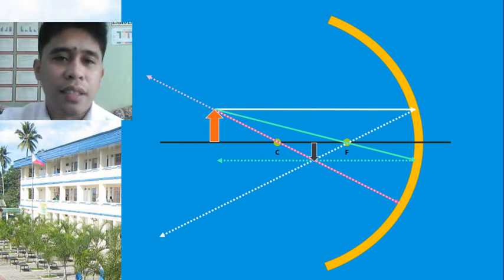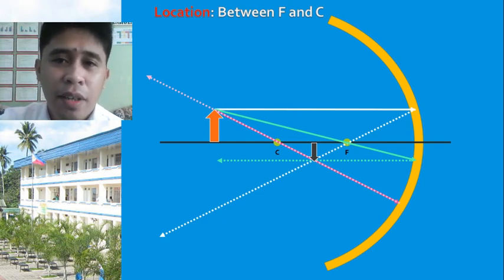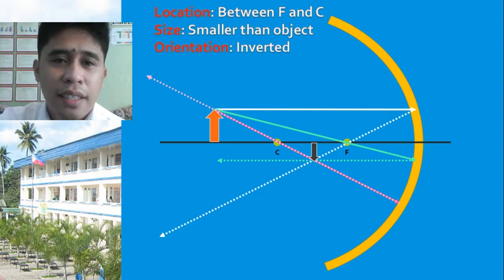So, the location of the image would be between F and C. Its size is smaller than the object. Its orientation is inverted. And the type of image is a real image.